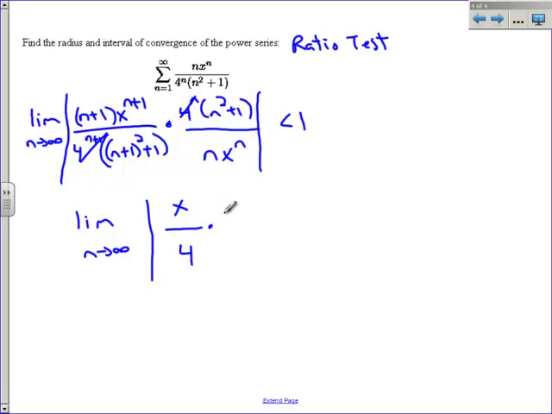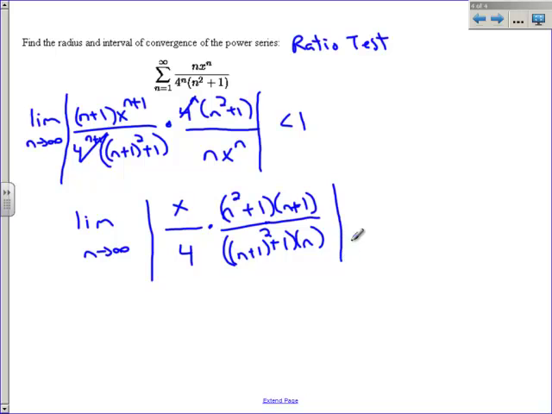Then let's take a look at our n's. Okay, and then on the bottom I've got an n plus 1 squared plus 1 times n. So I sort of separated everything there. Now let's take a look at the top here. As n goes to infinity, if I multiply the numerator out, I'm going to get an n cubed. And if I multiply the denominator out, I'm also going to get an n cubed. And it's going to be a 1n cubed over 1n cubed. So the limit as n goes to infinity is the ratio of those coefficients because the powers are equal. So that means that I've got x over 4 times 1.